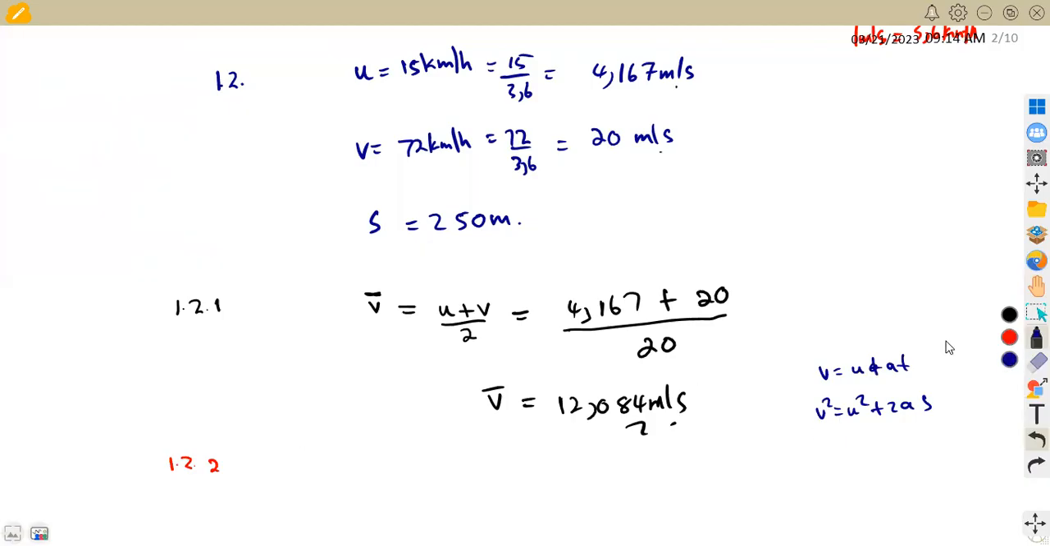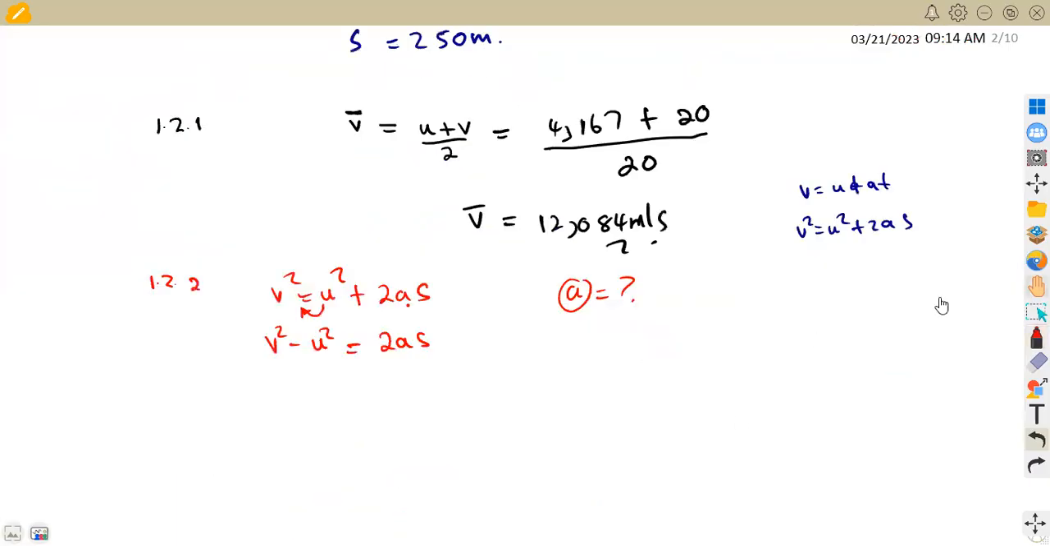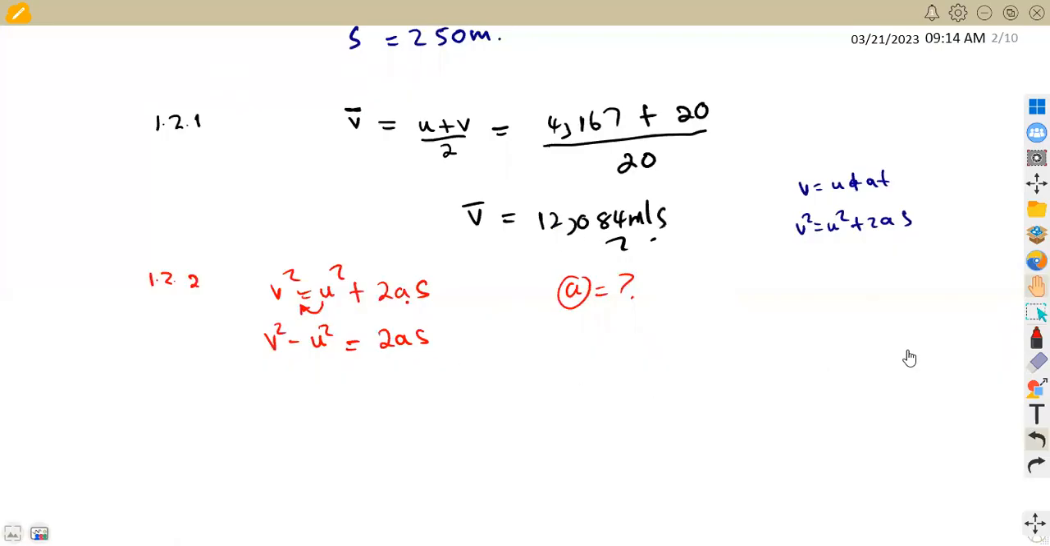Since V squared is equivalent to U squared plus 2AS, we can make A the subject because we need acceleration. To find A, we transpose U squared to the other side, which gives V squared minus U squared is equal to 2AS. Then we divide by 2S on both sides. This cancels, and we remain with A. So A is equivalent to V squared minus U squared over 2S.